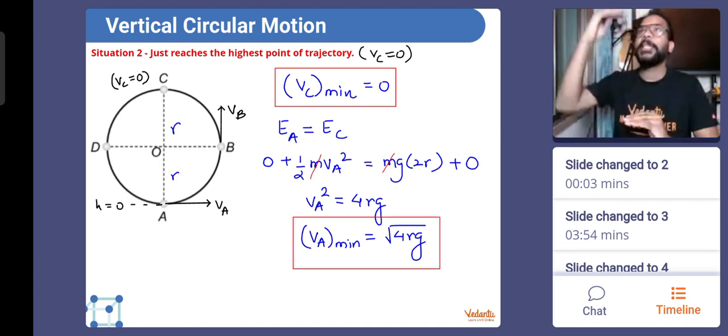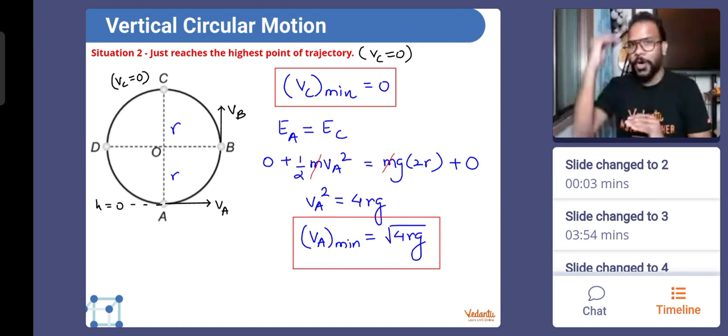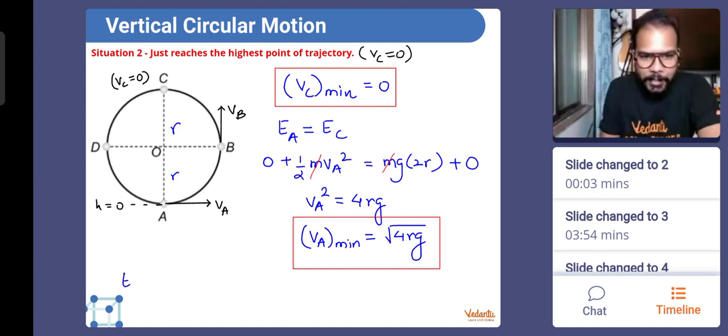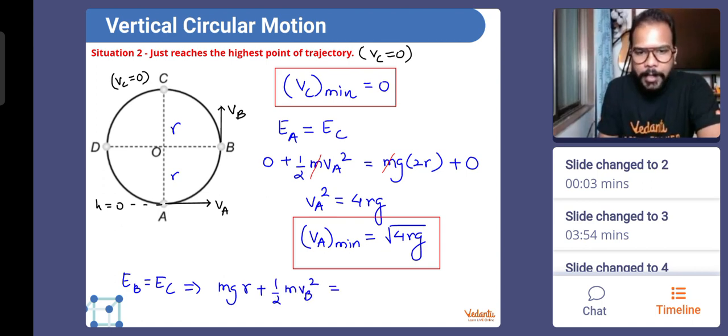पिछली बार root 5, root 3, root 1. अभी root 4 और 0 के बीच का वैल्यू क्या root 2 rg आएगा? देखते हैं क्या root 2 rg आएगा. We'll see that. So let's equate energy at B equal to energy at C. At B the potential energy is mgr, kinetic energy is half mvb square, and potential energy at C is mg into 2r plus kinetic energy 0.